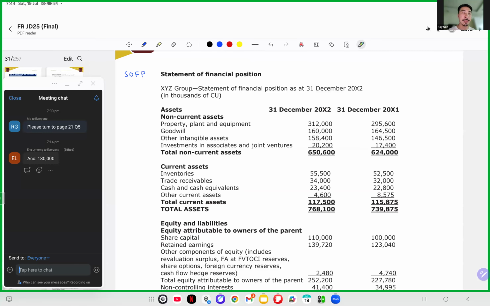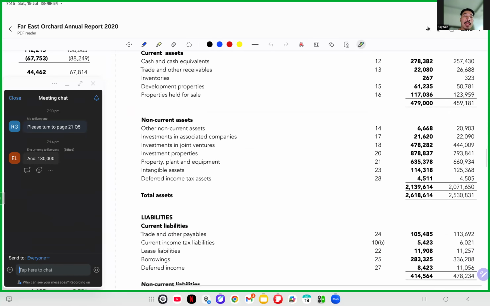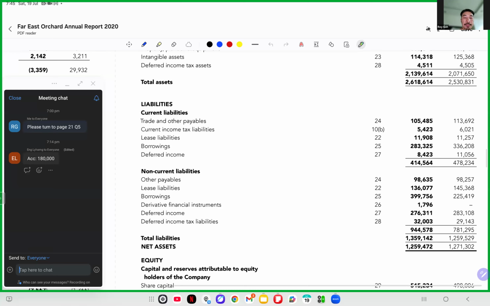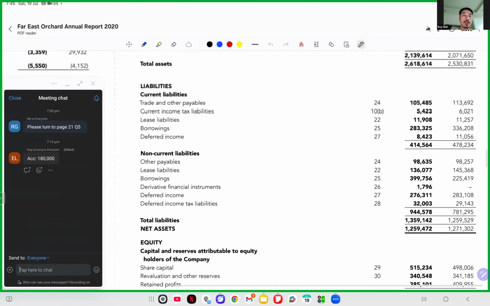But ACCA, which is based on your financial reporting, right? We present non-current asset first, then current, then total asset. I'm not saying that Far East is wrong. They show asset minus liability, show net asset. That is equity, you get total equity and it balances up. It's very different. I'm not saying that they are wrong.